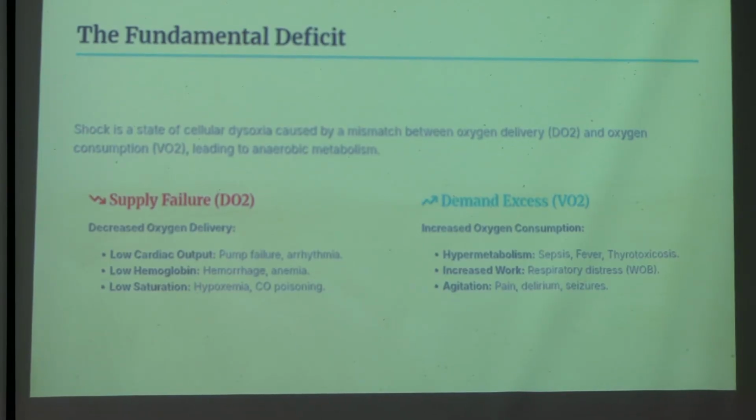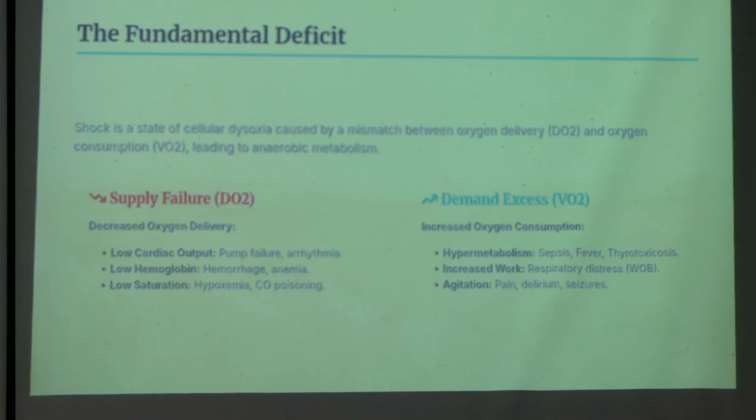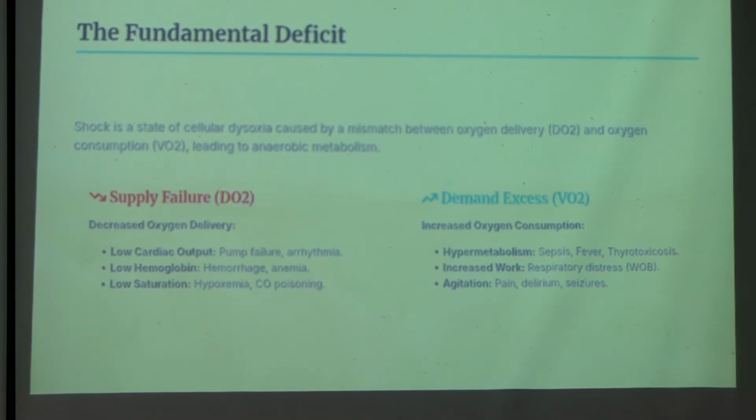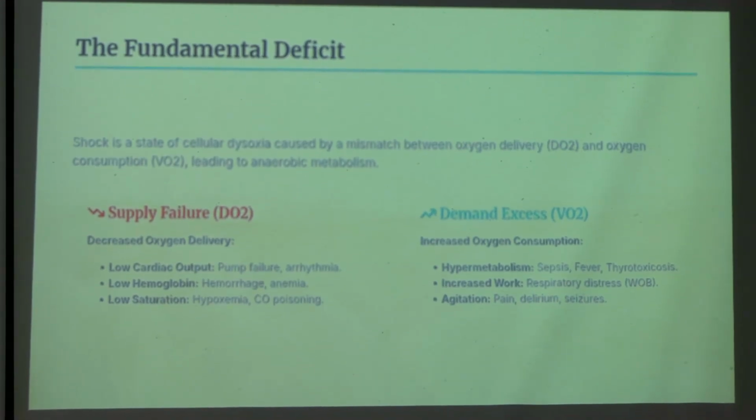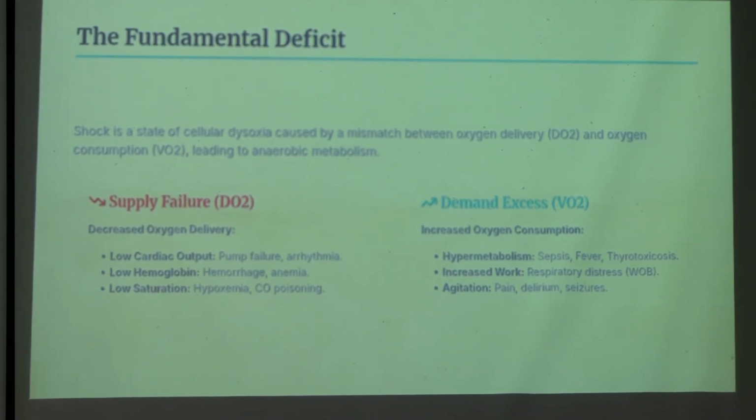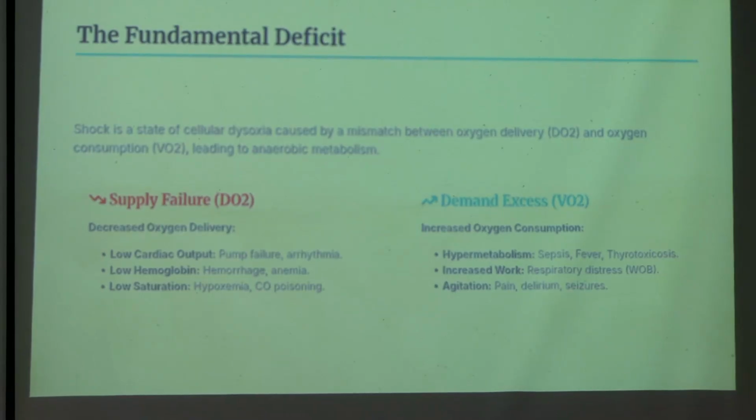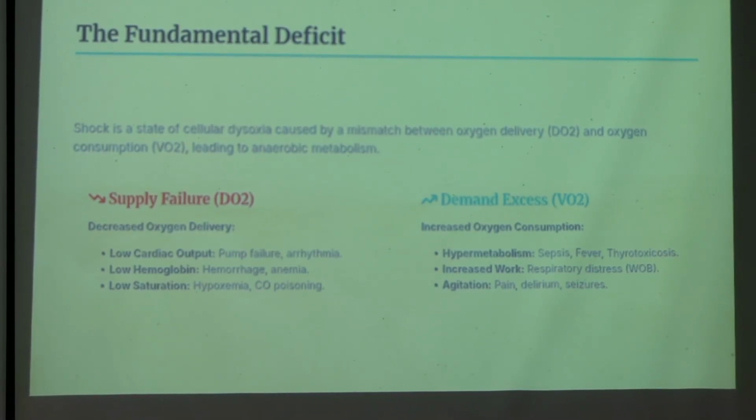What is demand excess? It is increased oxygen consumption. Why do you find increased oxygen consumption? Hypermetabolism, sepsis, fever, thyroid toxicosis, increased work, respiratory distress, agitation, and pain. All these things can cause the demand excess.